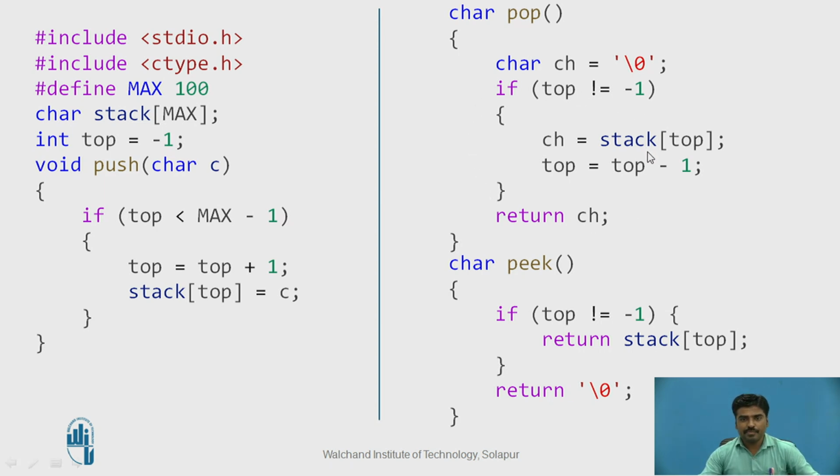And what is a peek? Peek will return the current top element of the stack. These are the three basic operations, push, pop and peek, that are already covered in the stack.